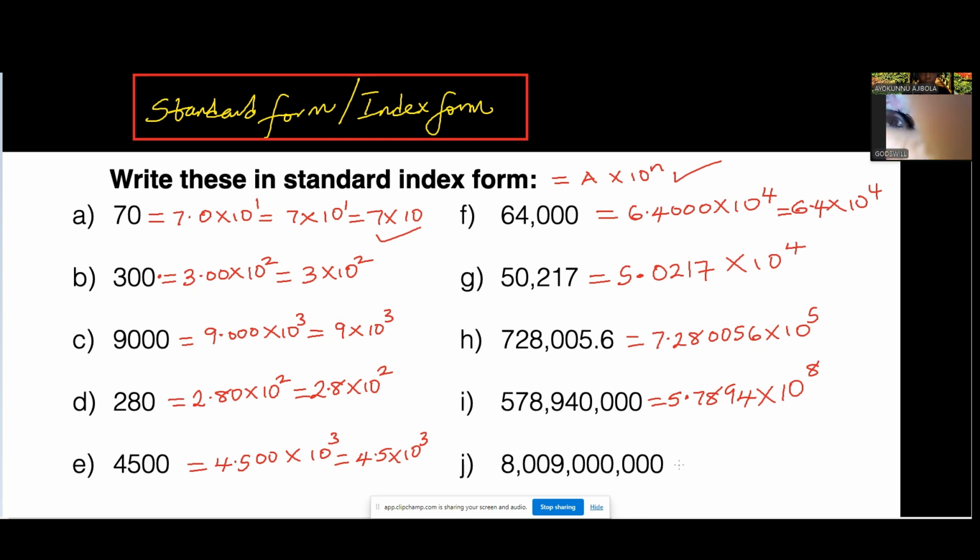So can you guess what this last one is going to be? 8.009 times 10 raised to power what? One, 2, 3, 4, 5, 6, 7, 8, 9. Is that clear? Good, good. So that is how to change a number from ordinary form to index or standard form. So I'll give you some time to write this down, okay? Okay. Good.